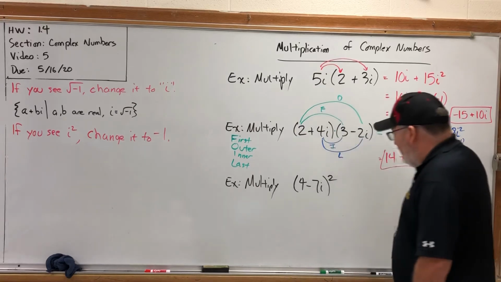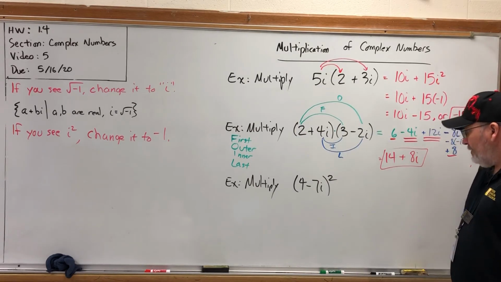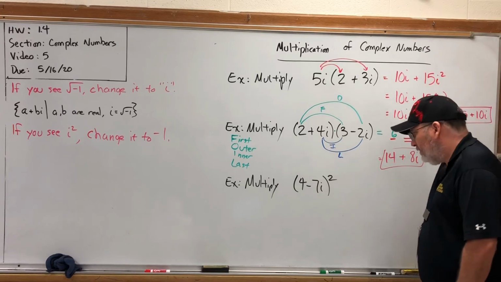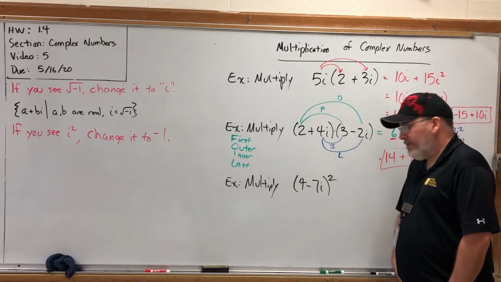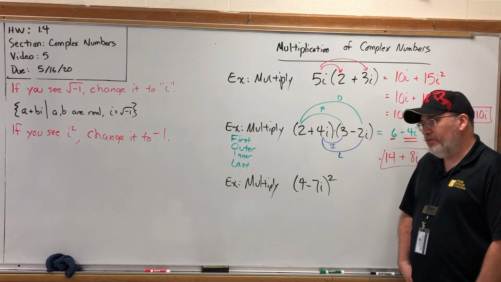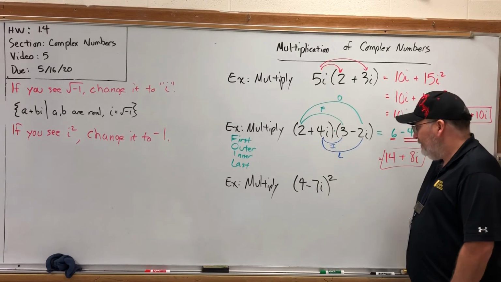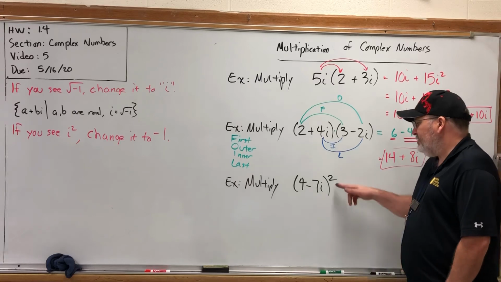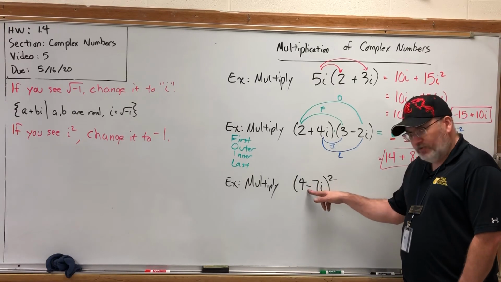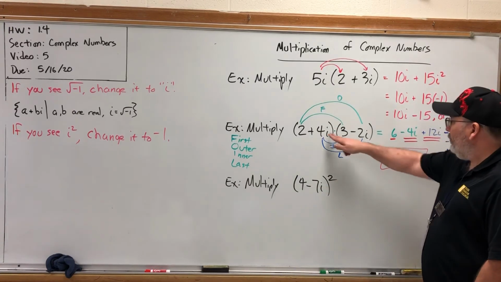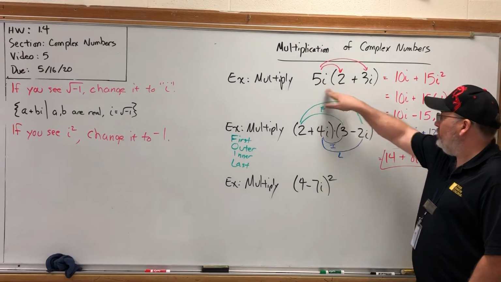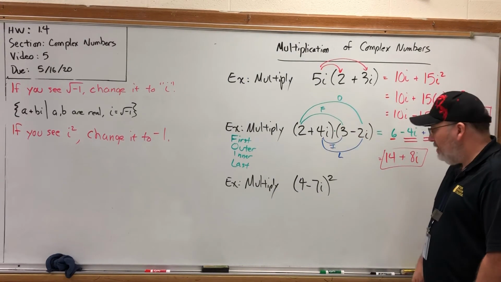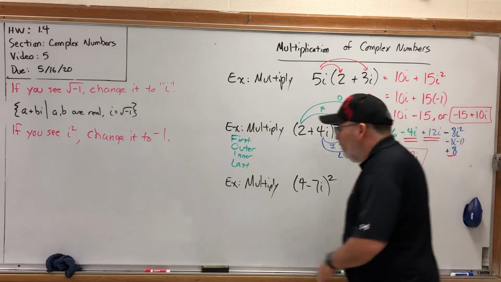But the last multiplication problem, a lot of people make a mistake on. Square the quantity 4 minus 7i. The reason a lot of people make a mistake on this is because they want to bring out a distributive property that doesn't exist. Let me square everything. There is no distributive property that says you can distribute a power across a subtraction. You can distribute multiplication across subtraction. You can distribute multiplication across addition. But there is no power rule.